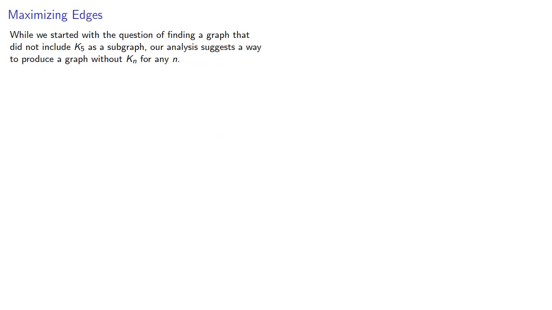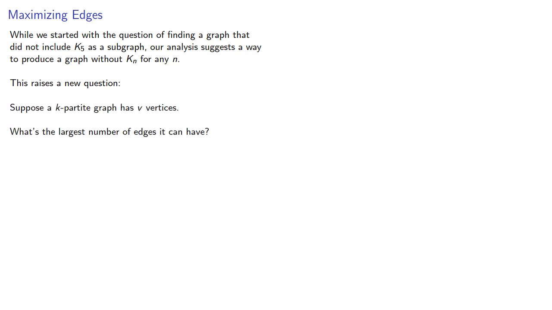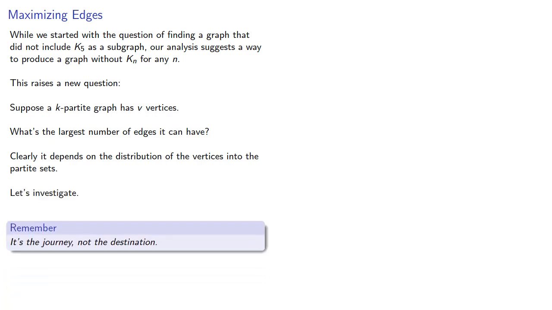While we started with the question of finding a graph that did not include K5 as a subgraph, our analysis suggests a way to produce a graph without Kn for any n. This raises a new question. Suppose a k-partite graph has V vertices. What is the largest number of edges it can have? Clearly, it depends on the distribution of the vertices into the partite sets. Let's investigate. Remember, it's the journey, not the destination. And so if we never answer our first question, we'll still have learned something interesting.